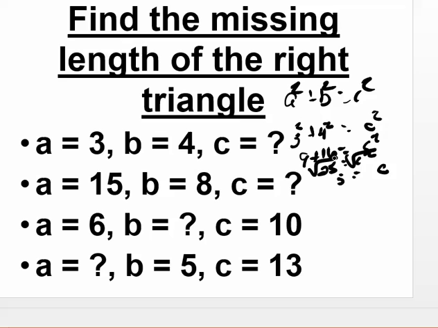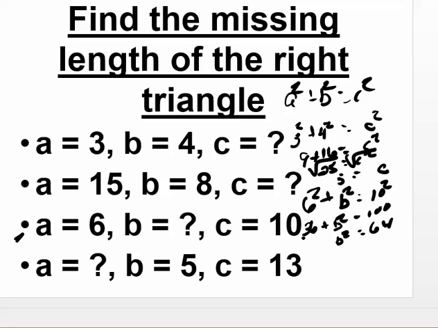Let's skip down to this one right here. A equals 6. B we don't know. C is equal to 10. So 6 squared plus b squared is equal to 10 squared. This would be 36 plus b squared, 100. B squared is equal to 64. We subtracted the 36. B is equal to 8.